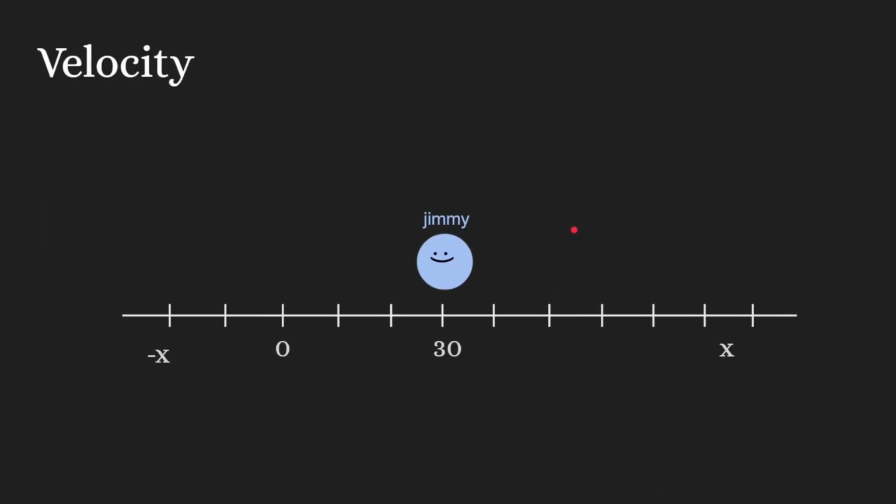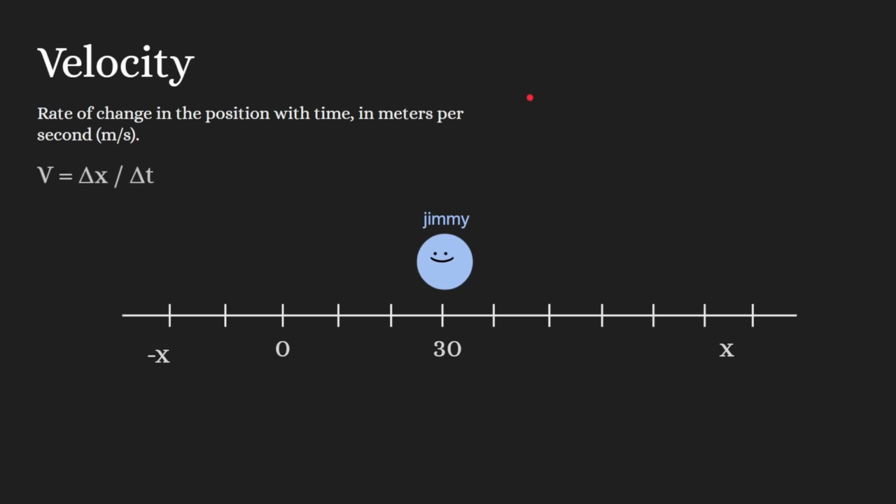Velocity is basically just speed with direction. Textbook definition would be that velocity is the rate of change in the position with time, usually in meters per second. In simple terms, it means how fast or slow something is going, and the direction it's going. See, that's the difference between speed and velocity. Because like displacement, velocity is a vector quantity. You calculate velocity by dividing the change in position over time.